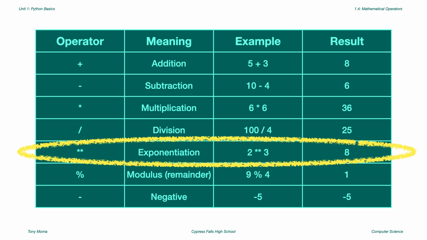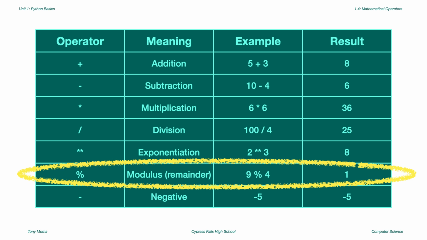Exponentiation simply means raise the left operand to the power of the right operand. So for example, 2 star star 3 simply means raise 2 to the third power, which is 2 times 2 times 2, which gives us 8. Next is modulus, or the remainder operator. This operator performs remainder division, then returns the remainder as a result.